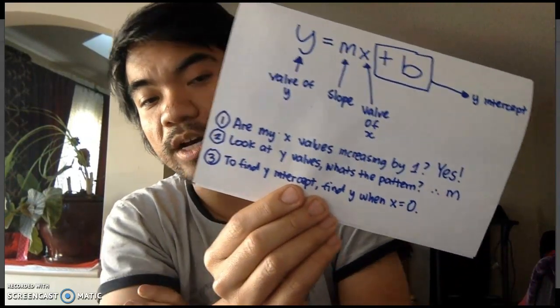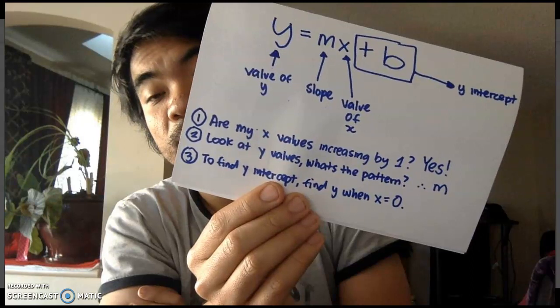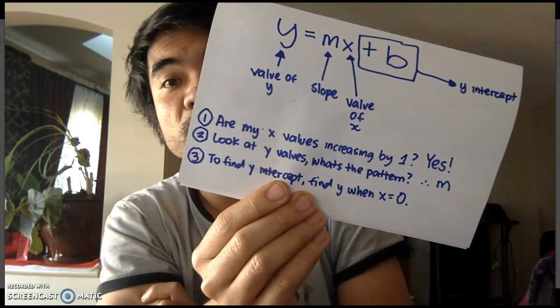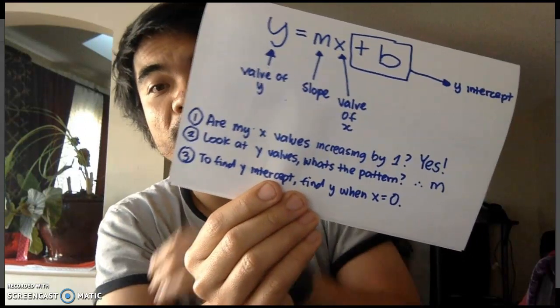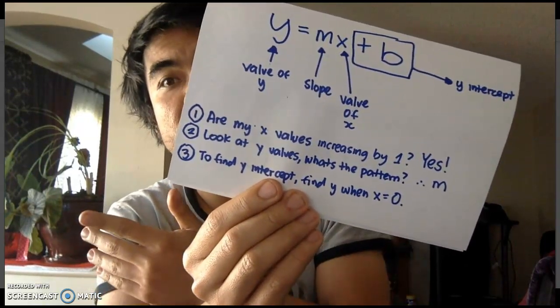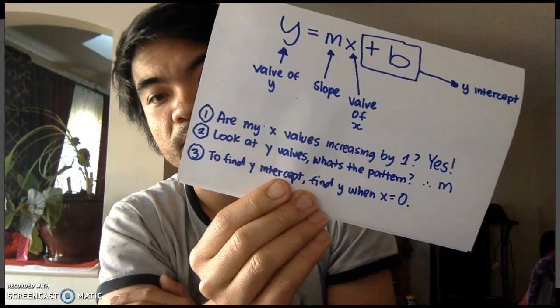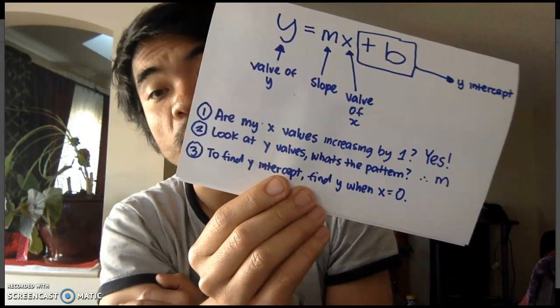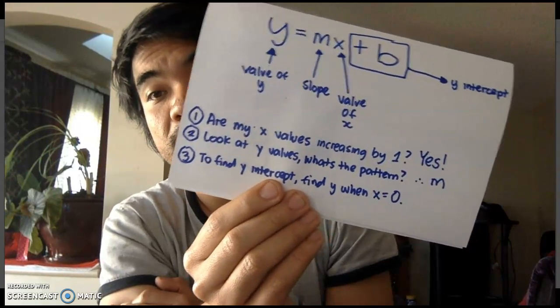Now, if you look at your y values, what is the pattern? If it increases, then your m value is positive. If your y values decrease, then my slope is going to be negative. Now to find my y-intercept, you need to find y when x is at 0. So we will be referring to this as we go through the questions.